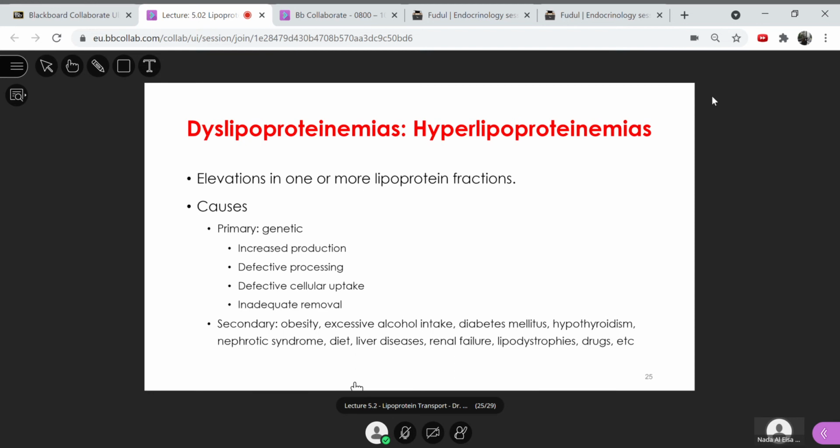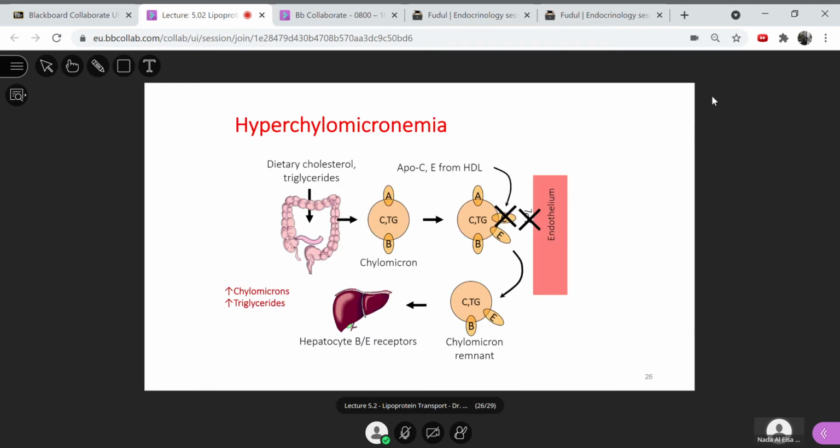Other lifestyle factors such as diet, drugs, and also alcohol intake can cause hyperlipoproteinemia. Remember the exogenous pathway of chylomicron? Imagine if we have no LPL, the lipoprotein lipase enzyme is defective, or its activator is defective. One of these two mechanisms, the outcome is the same.